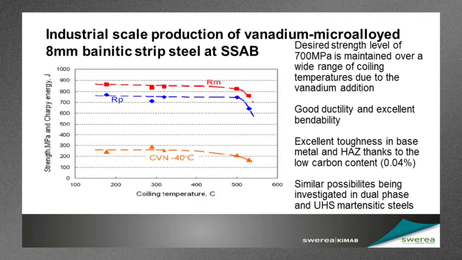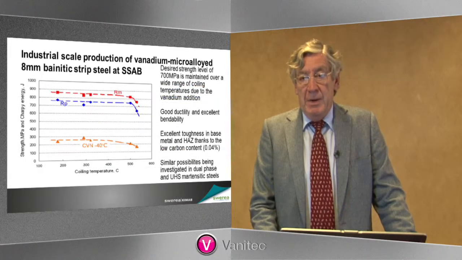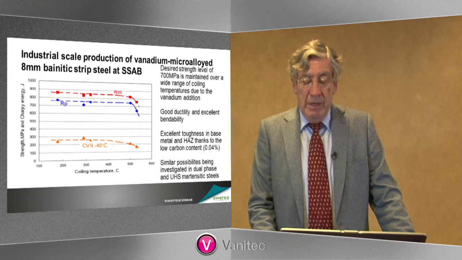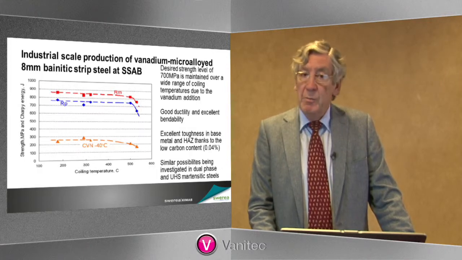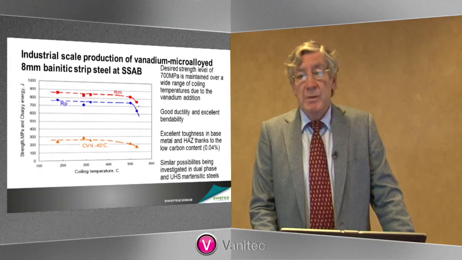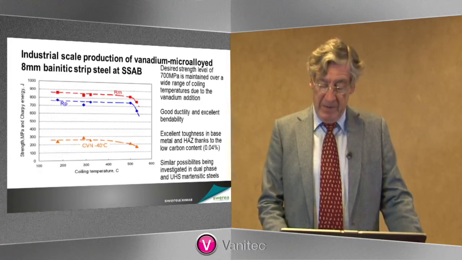This usage of vanadium as a way of slowing down the softening process, slowing down the tempering of bainite, we believe can be applied to other situations. Professor Diardo in Pittsburgh University is looking at applying similar ideas to dual phase steels, and we ourselves are looking into doing similar experiments with ultra high strength martensitic steels, where we would be looking at strength levels not of 700 megapascals but exceeding 1,000 megapascals, and hoping that we can get similar influences of the vanadium alloying in that case.